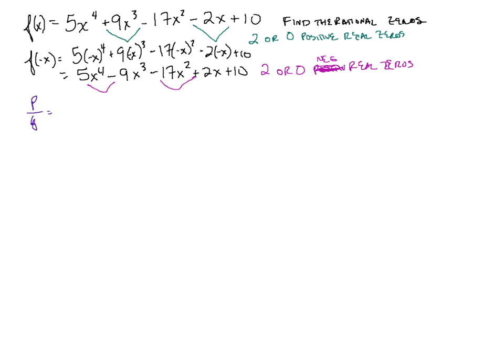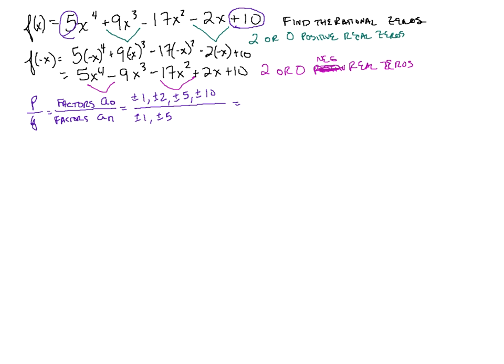The P values are the factors of a sub 0, which is 10 in this case, and Q are the factors of a sub n, which is 5 in this case. So for the factors of 10, I have positive negative 1, positive negative 2, positive negative 5, positive negative 10. And for 5, I have positive negative 1 and positive negative 5.